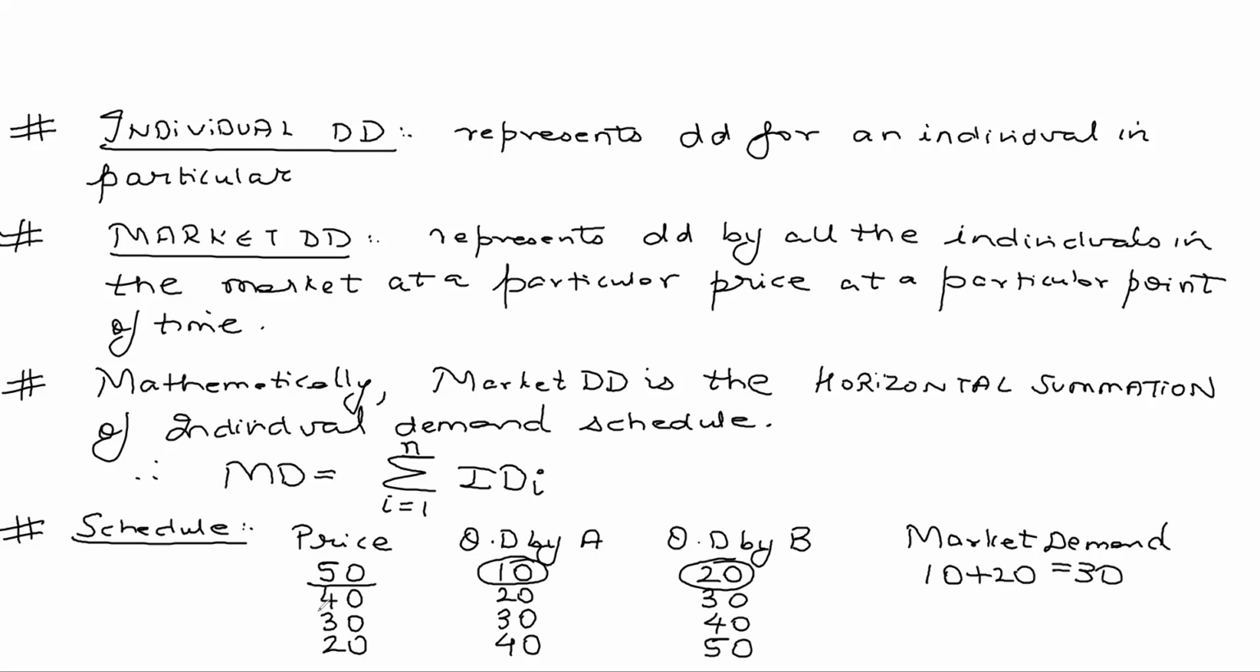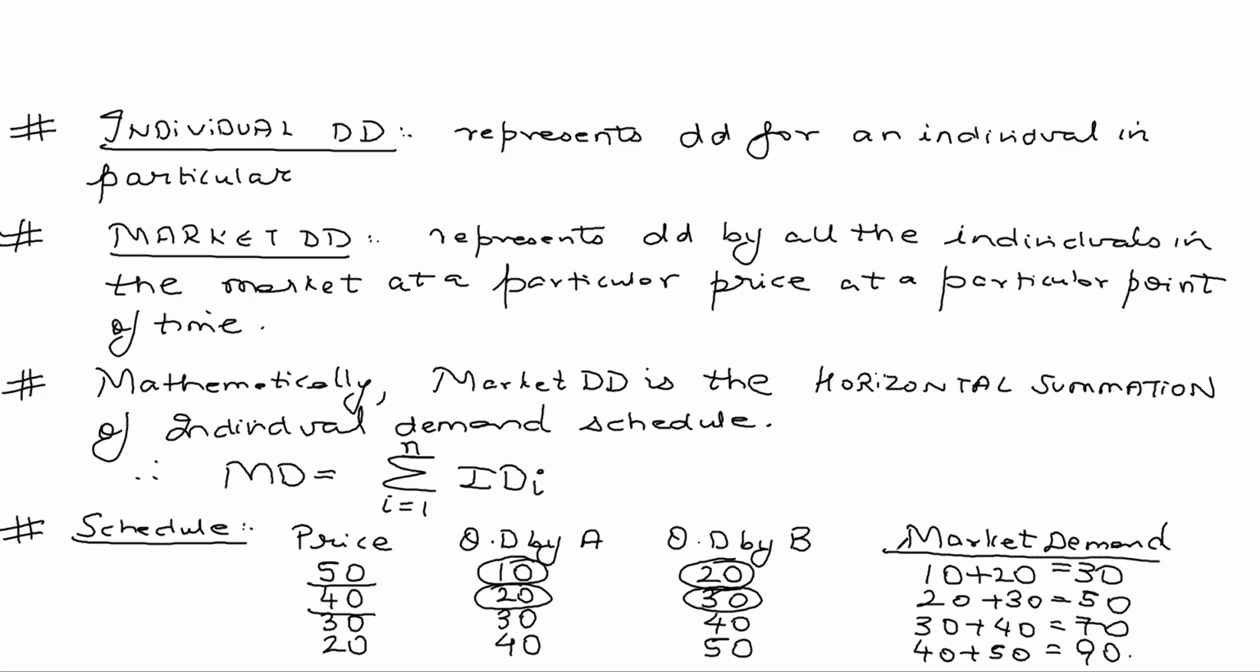Again, I assume students already know that. It's a quick revision. 20 plus 30 is 50. Similarly, 30 plus 40, which is 70. And 40 plus 50, which is 90. So market demand, assuming only two individuals in the market, A and B, market demand is the horizontal summation of the individual demands, because we are horizontally adding the demands at every price.